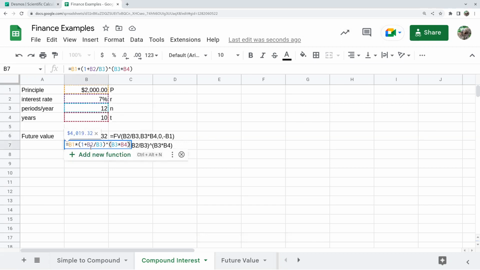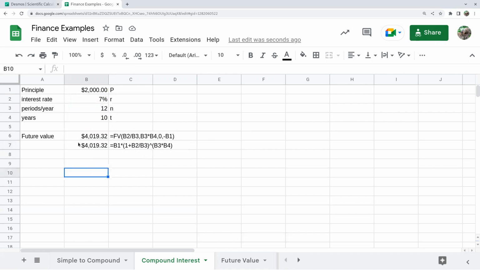The other way to enter it is using the standard compound interest formula, where I have my principal times parentheses 1 plus R, my R in B2, over N in B3, raised to the power of parentheses, and then we have our NT. And you can just point and click for that. So let's try this over again.